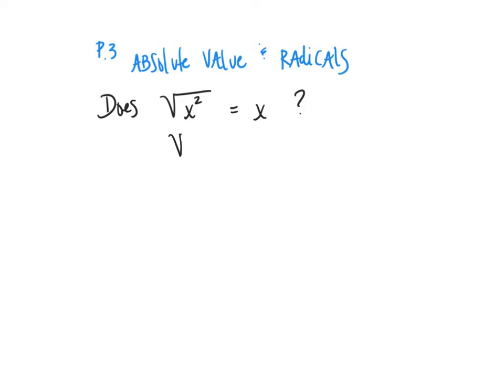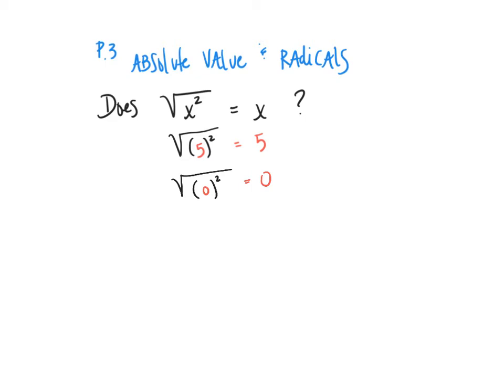So let's start with the square root of, we'll say, 5 squared. What is the square root of 5 squared? Well, we know that's 5 because the square root of 25 is 5. So it works there, it's true. Now let's try 0. What about the square root of 0 squared? Does that equal 0? Hopefully you're saying yes. So far it works for positive, it works for 0.